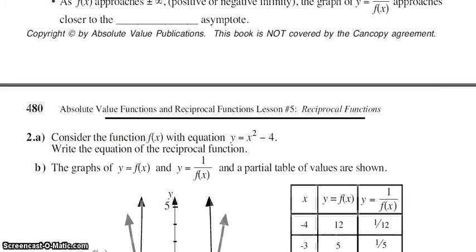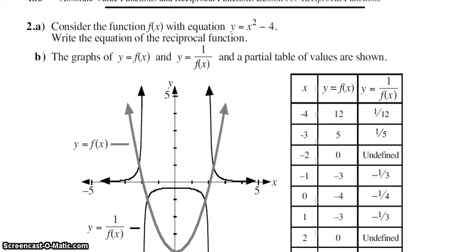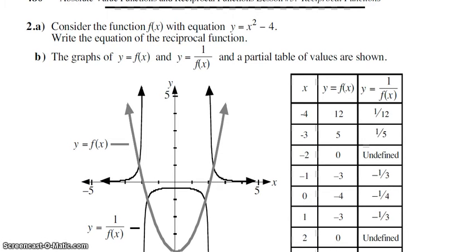So let's turn to page 480 in your notebook. And now I'm going to use example number 2. So here I have a quadratic function. F of x is a quadratic function because it's x squared minus 4.